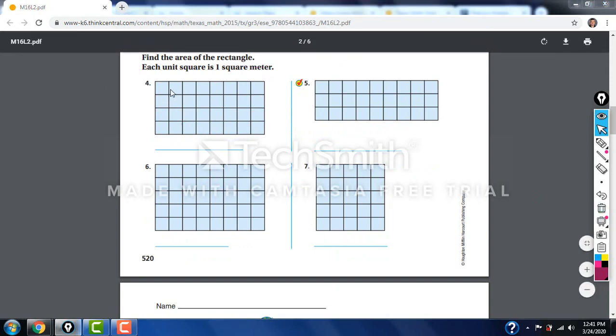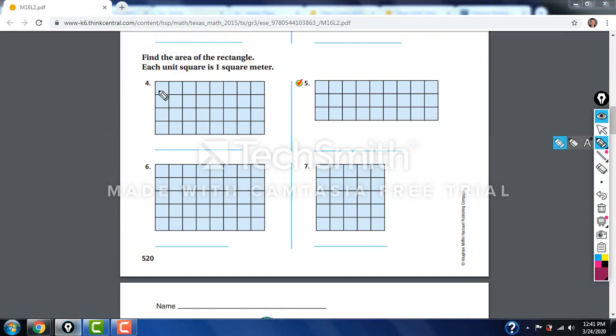Again, length 1, 2, 3, 4, 5, 6, 7, 8. Width 1, 2, 3, 4. So it's 8 times 4, and your answer should be 32. And if you count the square meters, you should also get the same answer. And I apologize again for the writing.